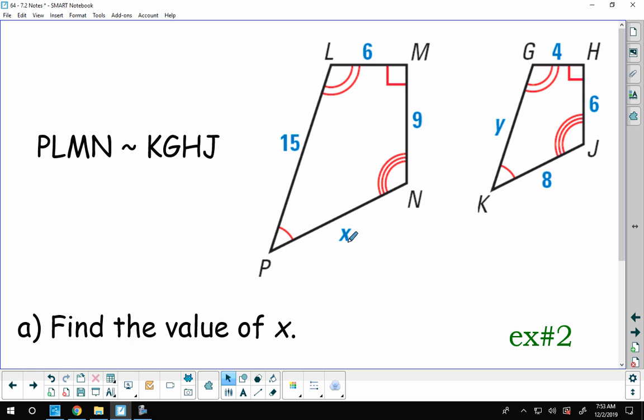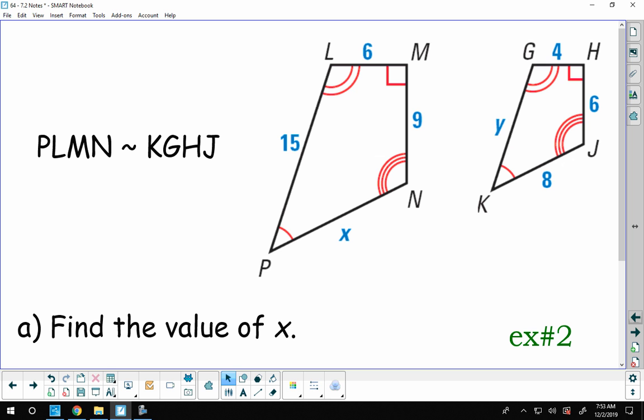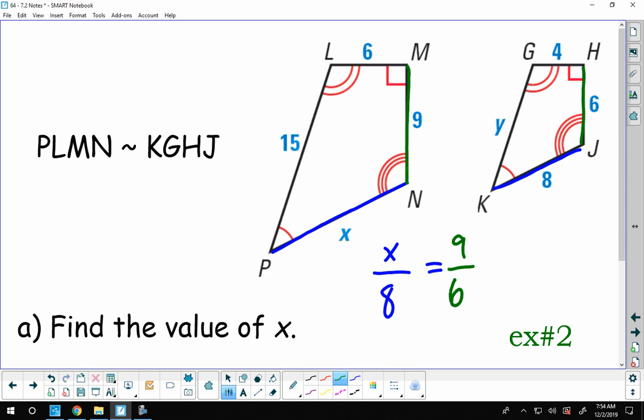Here's one more example where there's an x and a y. So if they ask you to find x and then ask you to find y, you're just going to set up two different proportions. So for example, x in the big corresponds to 8 in the small. And then we have to pick sides that we know. Since we don't know y, let's either pick the 6 and the 4 or the 9 and the 6. It really doesn't matter. So maybe let's just do 9 in the big corresponds to 6 in the small.